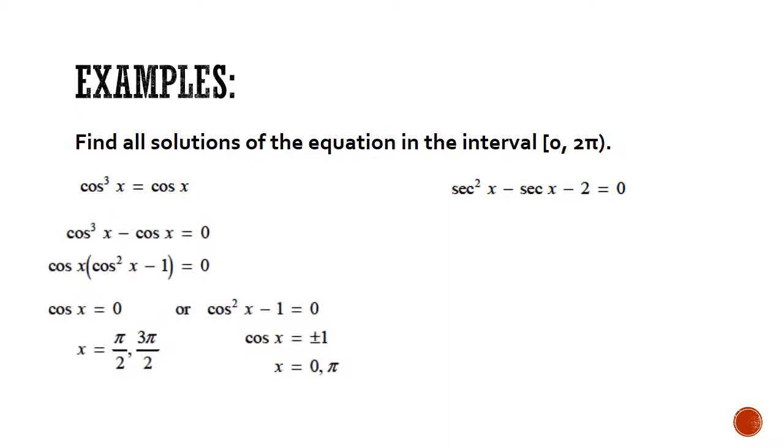Okay, so like I said, factor out the cosine, subtract cosine first, factor it out, and then solve each of these. Cosine is 0 at pi over 2 and 3 pi over 2, and we got plus or minus 1. That's going to be at 0 and pi.